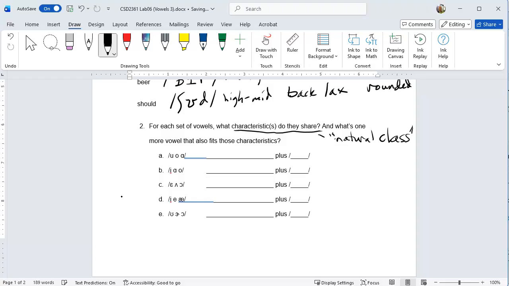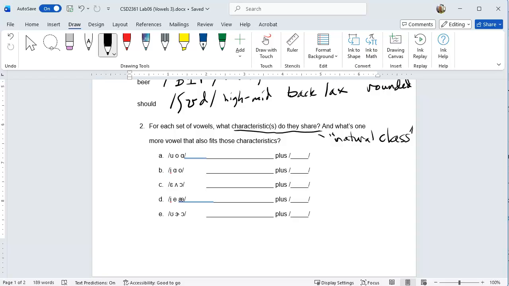So for example, I had my little rule about tense versus lax vowels, where a lax vowel can't be used just by itself in a CV word. You always have to have a consonant after it. That's not specific to one vowel. That's specific to the natural class of lax vowels.